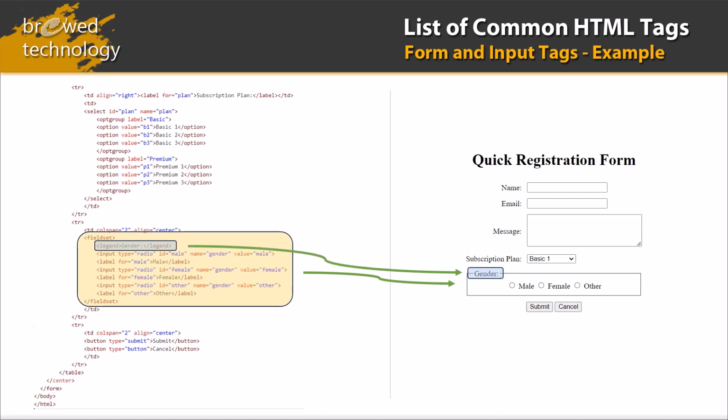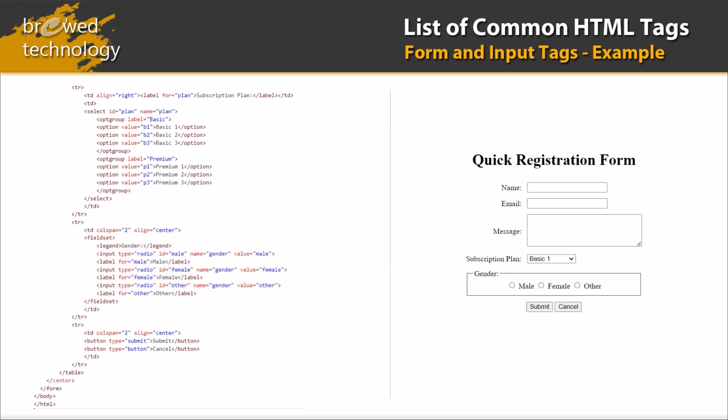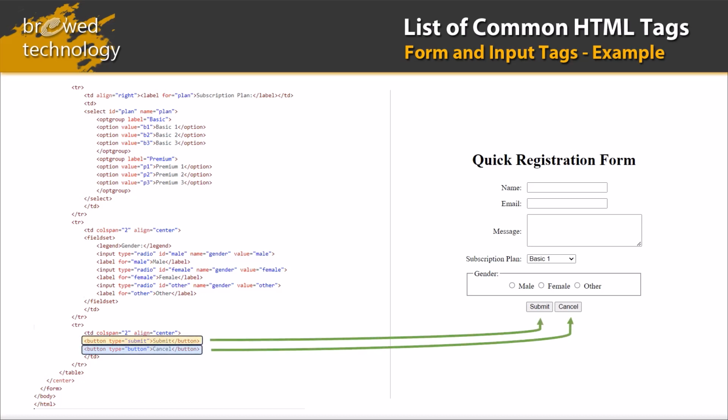And lastly, we learned about the button tag, which is used to trigger an action when clicked by the user. In our example, we have 2 button tags. The first is the submit button, and the second is the cancel button. The submit button has a type of submit, which indicates that on click of the submit button, the form data will be submitted to the URL specified in the form's action attribute. The browser will also redirect to that URL.